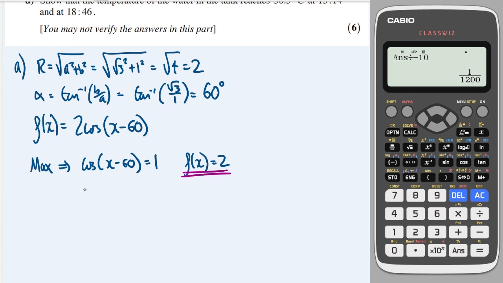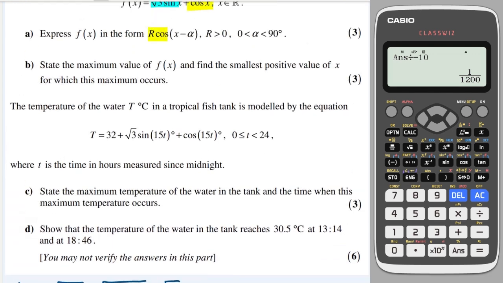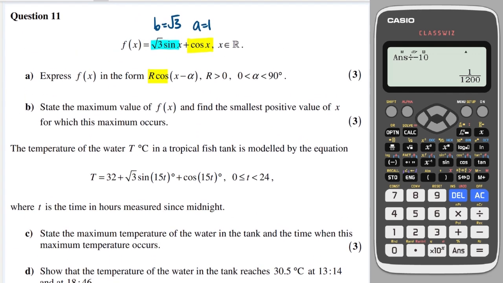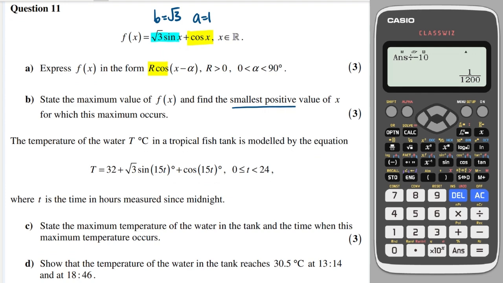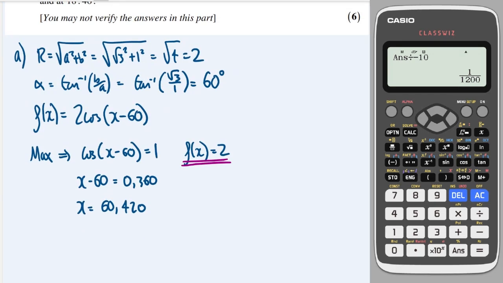Now, when does this happen? Well, if I take cos to the minus 1 of 1, I get 0 and 2 pi, or should I say 0 and 360. So therefore x is equal to 60 and 420. But we are told it says the smallest positive value of x for which it occurs, so I can reject this one and accept this one. Okay, great, that was part B. Now on to part C.